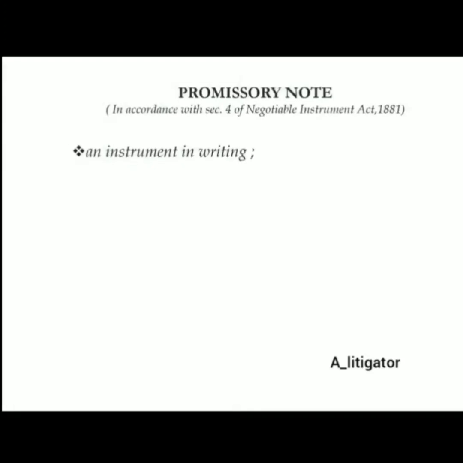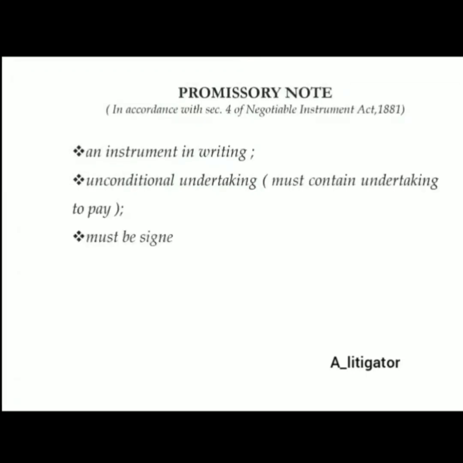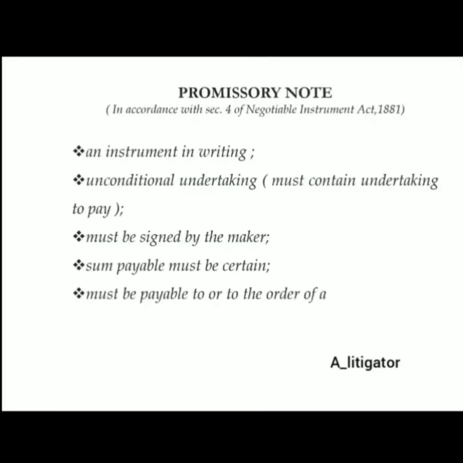Essentials of a promissory note. It must be: 1. An instrument in writing. 2. An unconditional undertaking, it must contain an undertaking to pay. 3. Must be signed by the maker. 4. The sum payable must be certain. 5. Must be payable to, or to the order of, a certain person or to the bearer of the instrument.